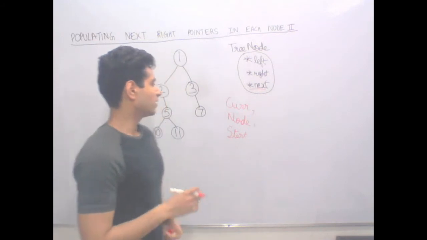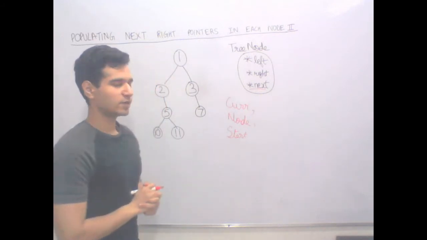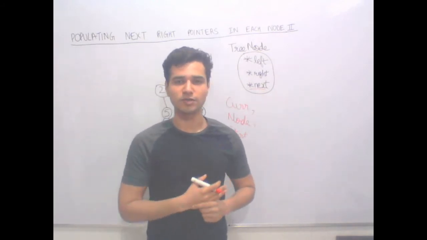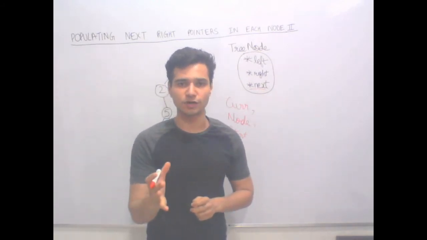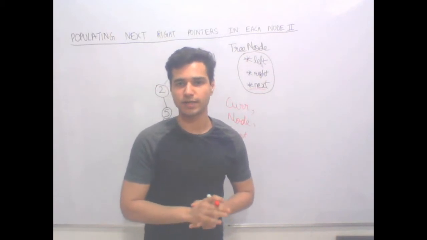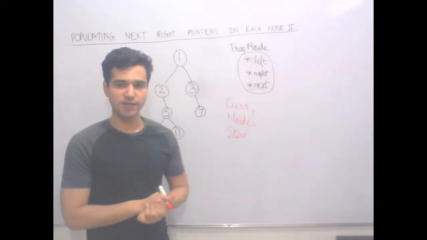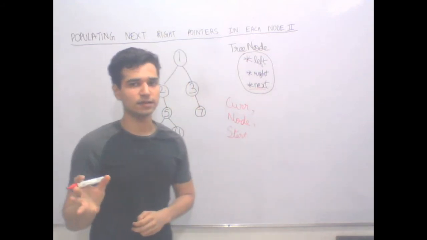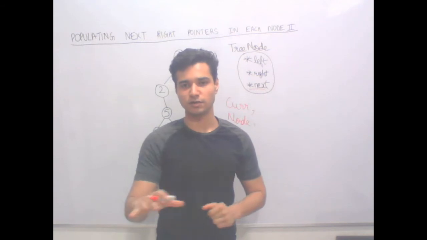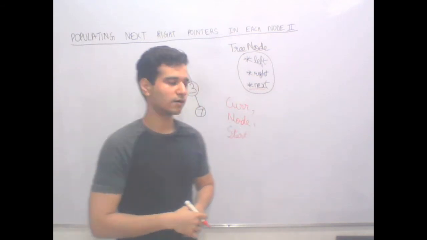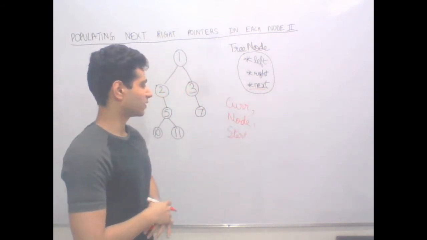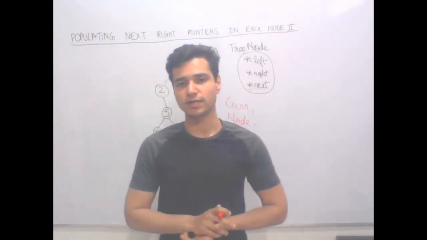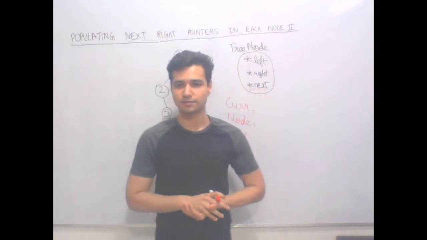Now, the brute force solution would be level order traversal using a queue, and we will just pop out elements from the queue and assign its next pointer to the front of the queue, right? But that would take space, and at maximum it would take 2 to the power L space for each level. So that would not be optimal, right? We can do it in O(1) space.